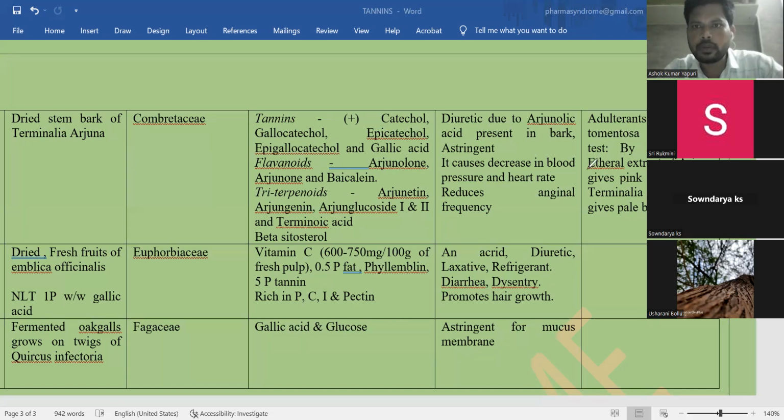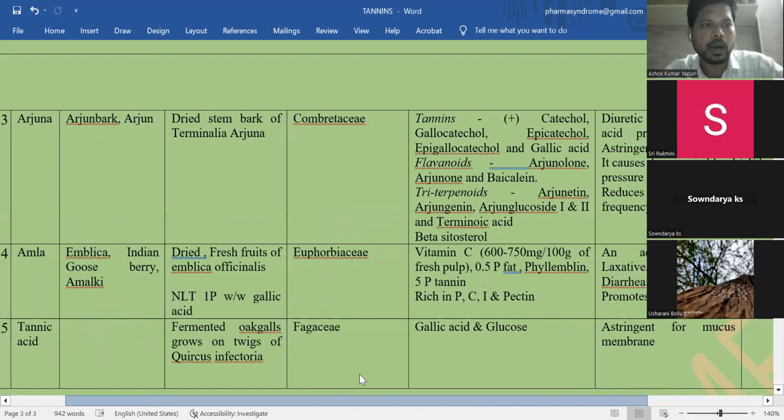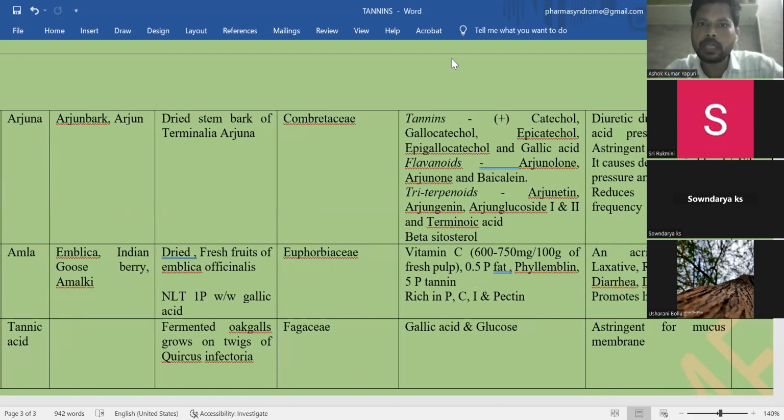So the next crude drug is Amla. Regarding Amla, the pharmacognosy of Amla is also very, very important. Synonyms are Emblica, Indian gooseberry, and Amalaki. Many times, questions have been asked on Indian gooseberry as a synonym. The source is dried fresh fruits of Emblica officinalis belonging to the family Euphorbiaceae.